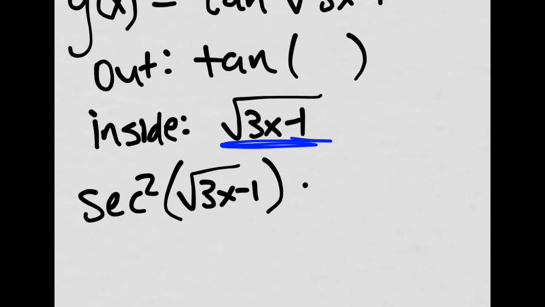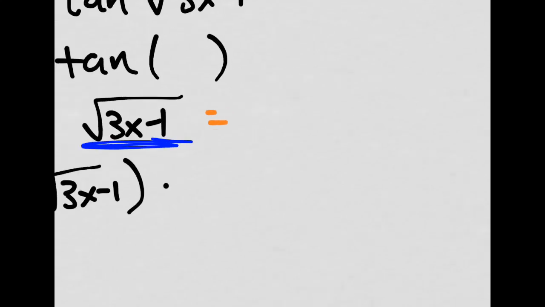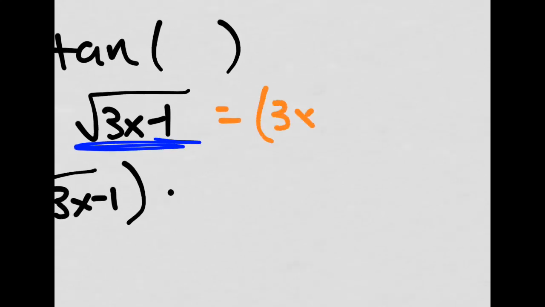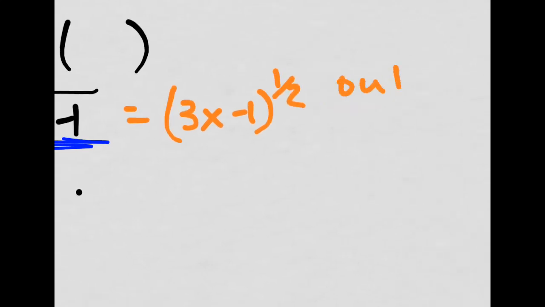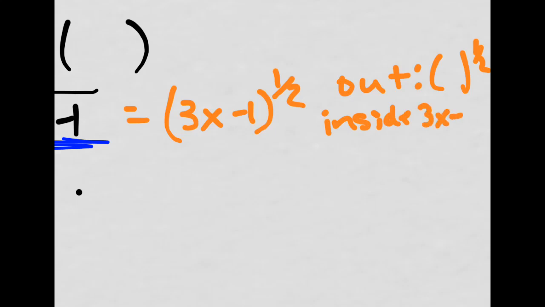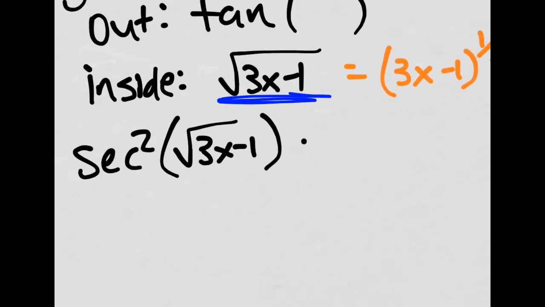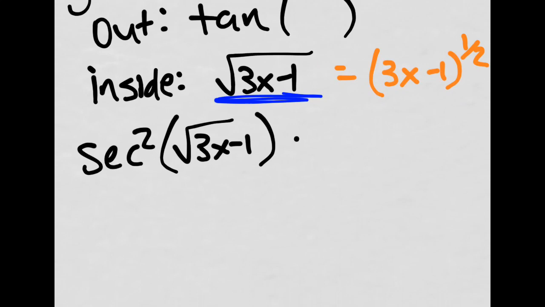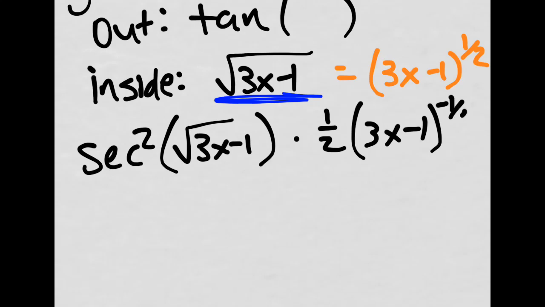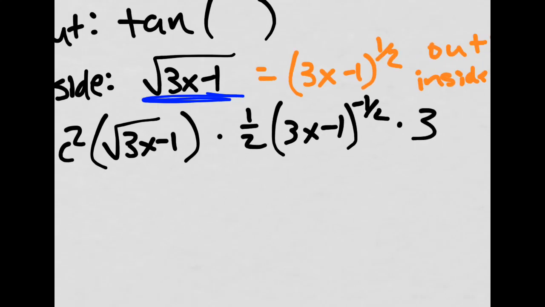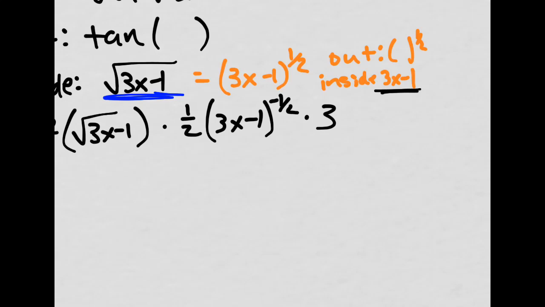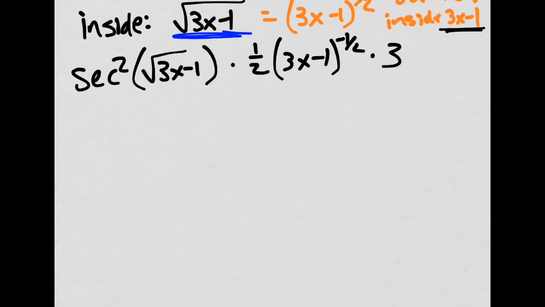How do I take the derivative of that? Yeah, right, so it's a chain rule. You can change it to 3x minus 1 to the 1/2, and then it's a chain rule where the outside is something to the 1/2 and the inside is 3x minus 1. So the derivative is going to be 1/2 times 3x minus 1 to the negative 1/2, times 3, because the derivative of 3x minus 1 is 3. Does anybody have any questions on how I got any of that?